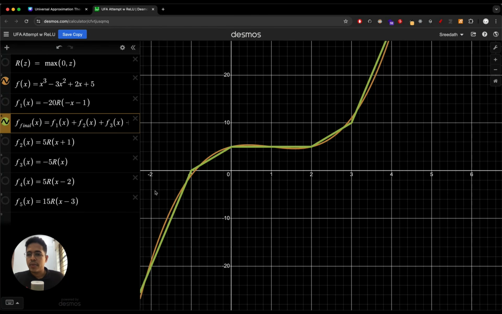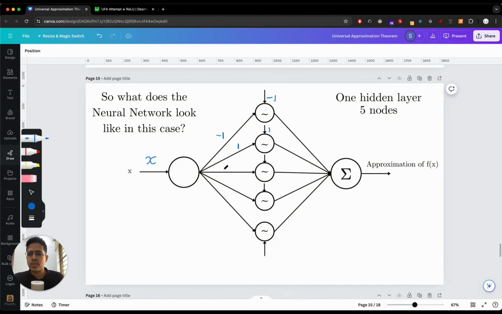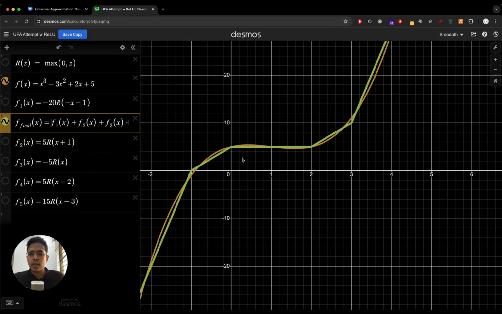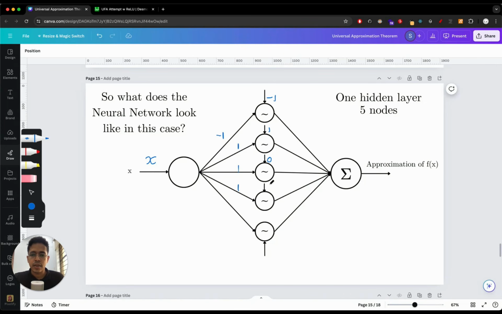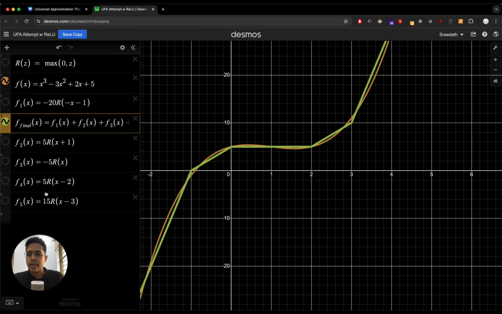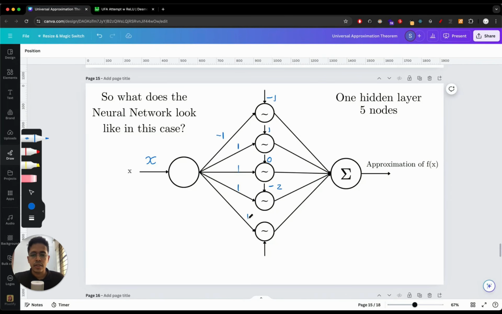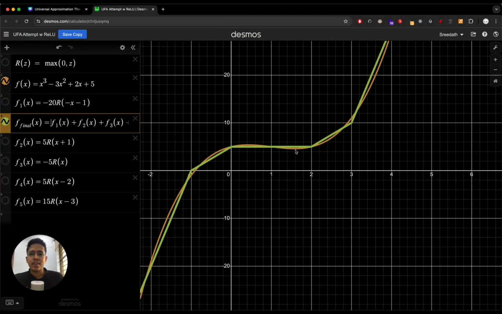Then we have the third function, which is minus 5 times ReLU of x. So here weight is 1 and bias is 0. Then we have 5 times ReLU of x minus 2. So weight is 1 and bias is minus 2. Then we have 15 times ReLU of x minus 3. So weight is 1 and bias is minus 3. Now what about these connections? The weights of these are the coefficients of our ReLU function. So first one is minus 20.